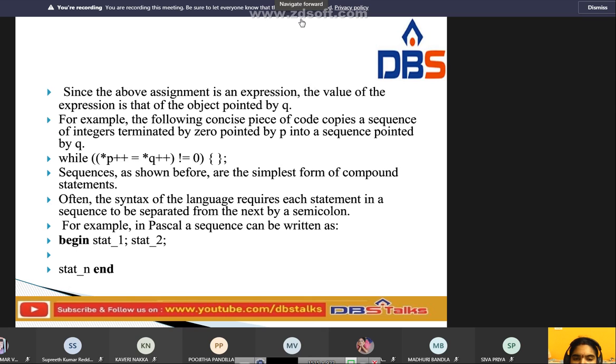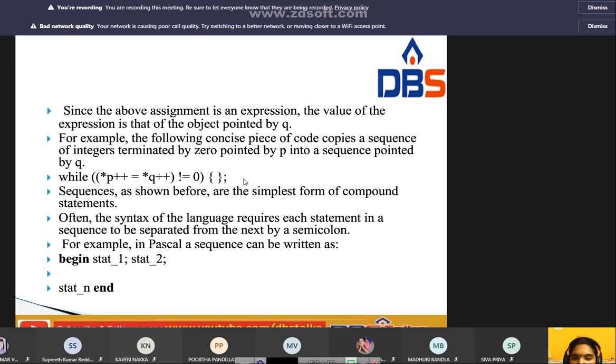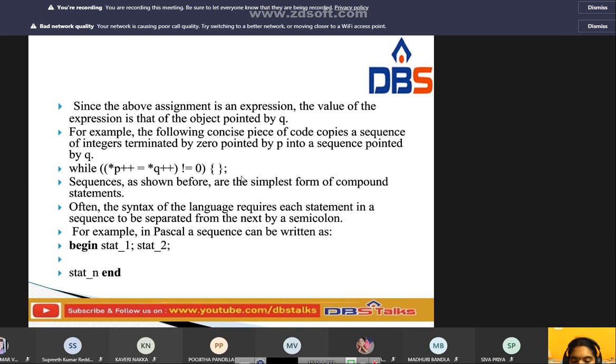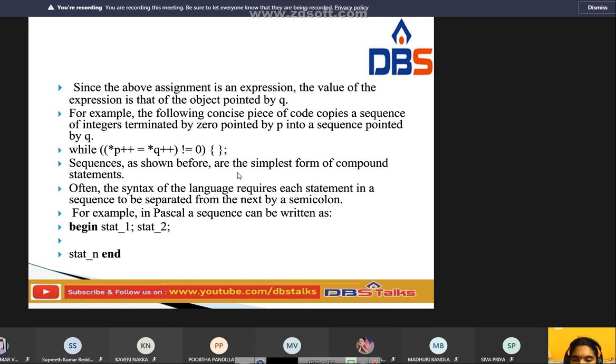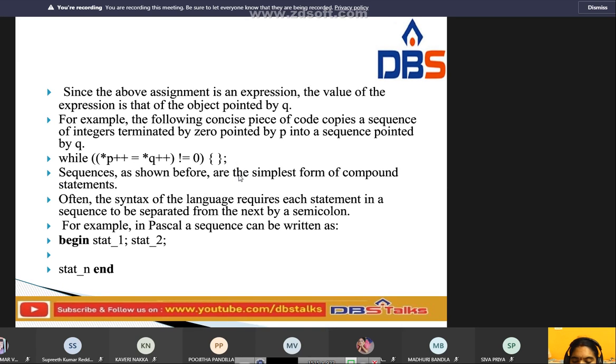Since the above assignment's left hand side is an expression, it provides the r value of p, which is a reference, that is an L value. The overall effect is that the value of the object pointed to by q is copied into the object pointed to by p. Both pointers are also incremented as a side effect. The value of the assignment expression is that of the object pointed to by q.